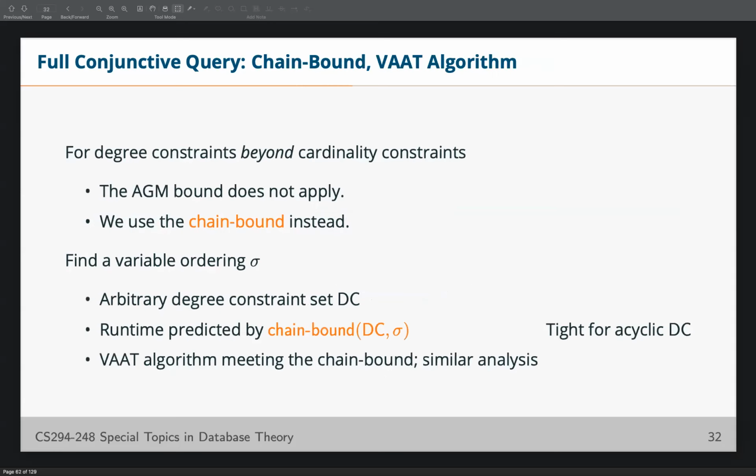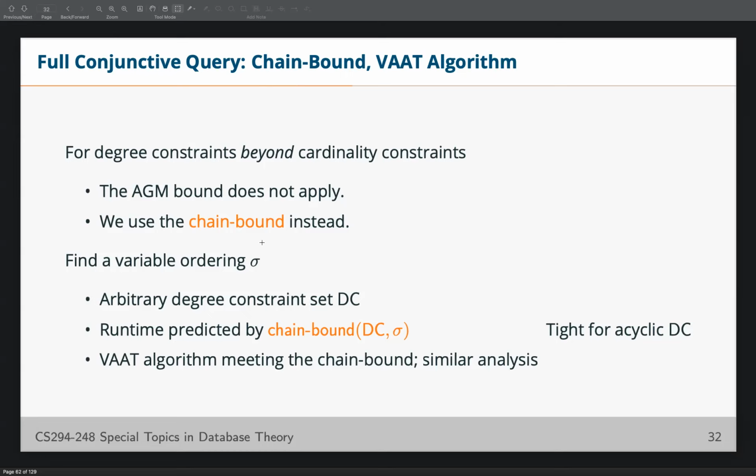Okay, however, let's go back to the degree constraint for the moment. The AGM bound by itself only applies to cardinality constraints. Remember, our degree constraints are of the form: for every fixed x, the number of y's is at most n. So the AGM bound only applies to cases where x is empty, because we only get the cardinality constraints and not the actual degree constraints. In general, we have a bound that is a little bit more general than the AGM bound, which is called the chain bound.